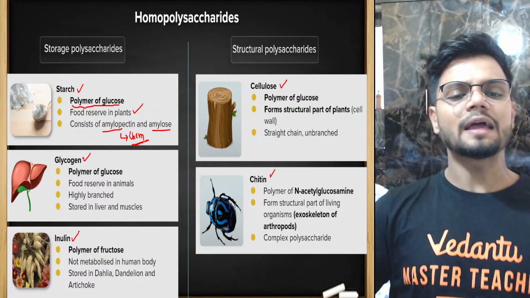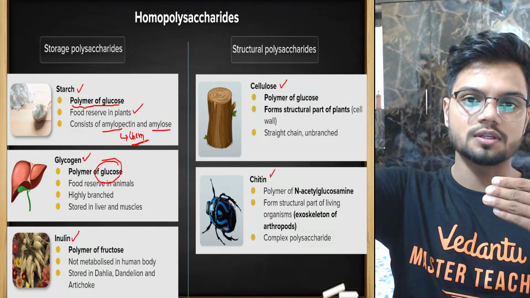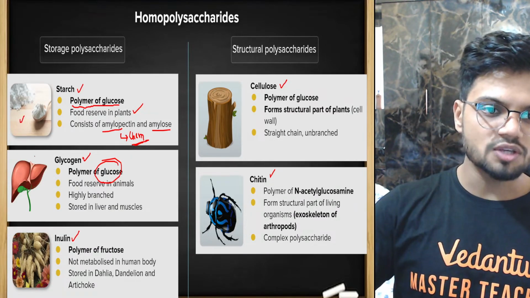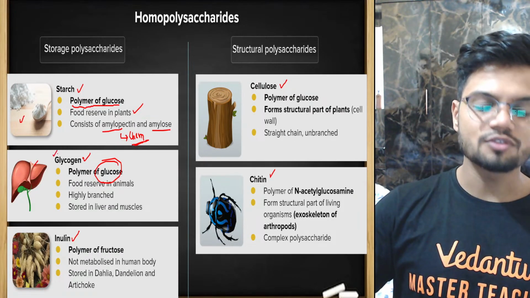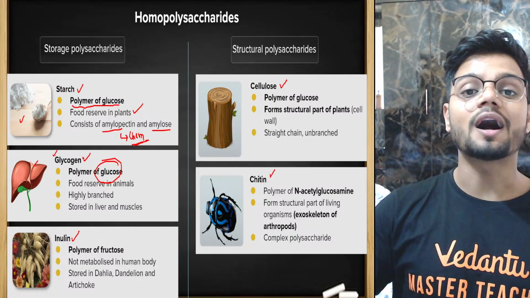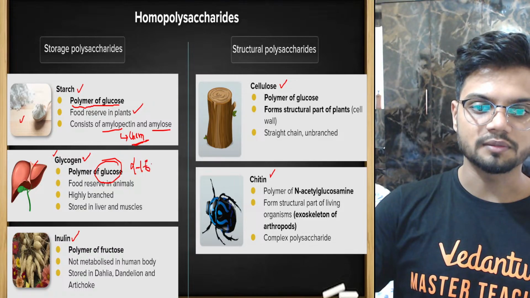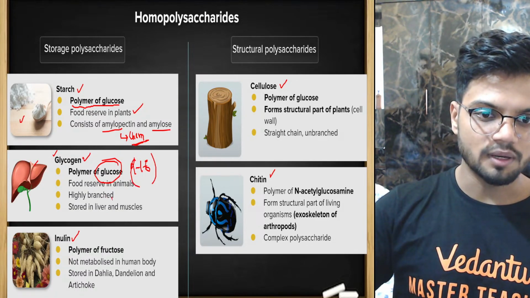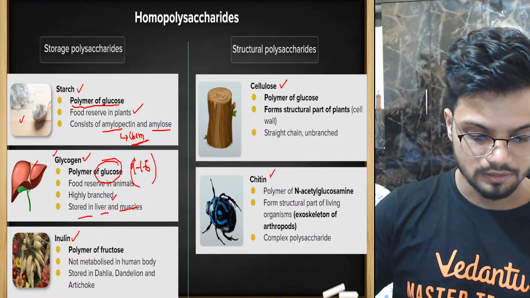Now what about glycogen? Glycogen is also a polymer of glucose, repeating units of glucose. Then what is the difference between starch and glycogen? The difference is the branching. In the case of glycogen, the branching is much higher. That is, the alpha 1,6 linkage is much more frequent in glycogen. Okay, highly branched, stored in liver and muscles.